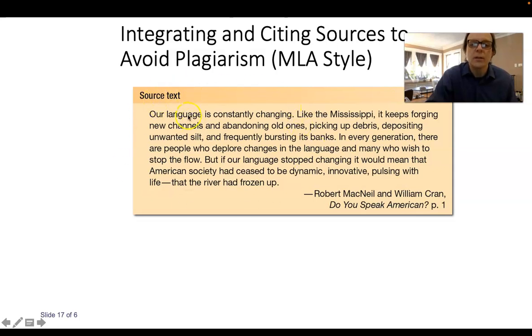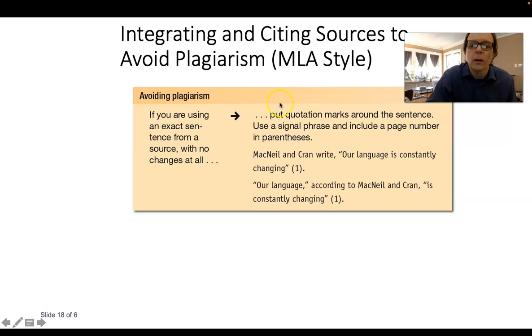So this is our source text. This is all about the Mississippi River, and we're just going to see how you can quote from this accurately. So you can, again, if you want to pause this and go back and look at these slides, you could do that. I'm going to go a little quickly through this to get to our last part.